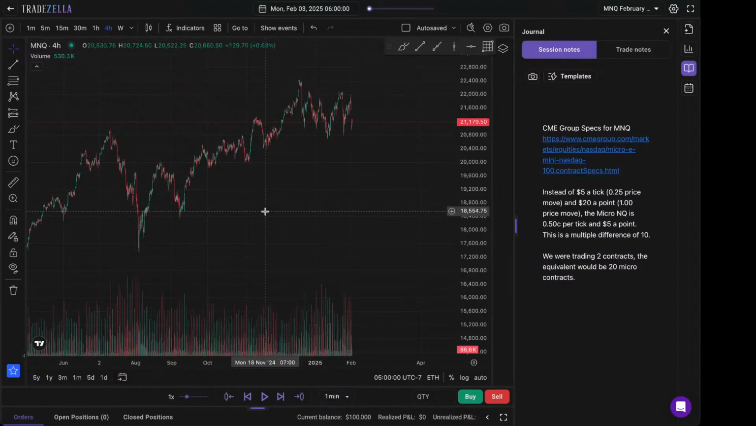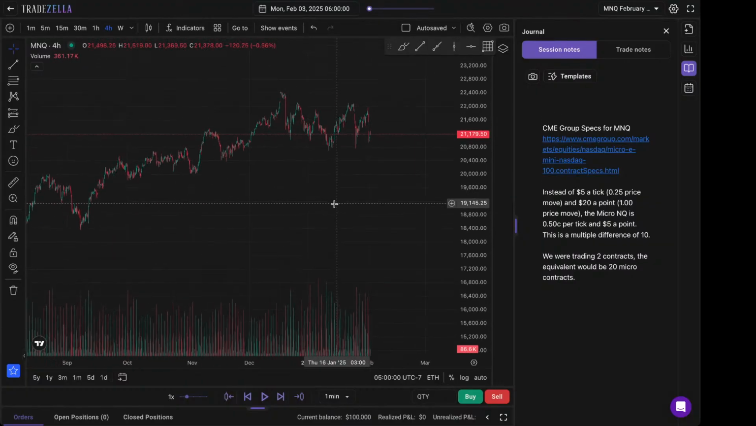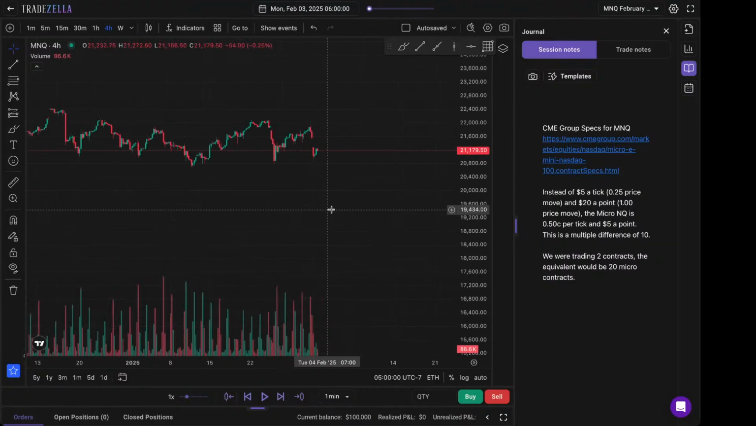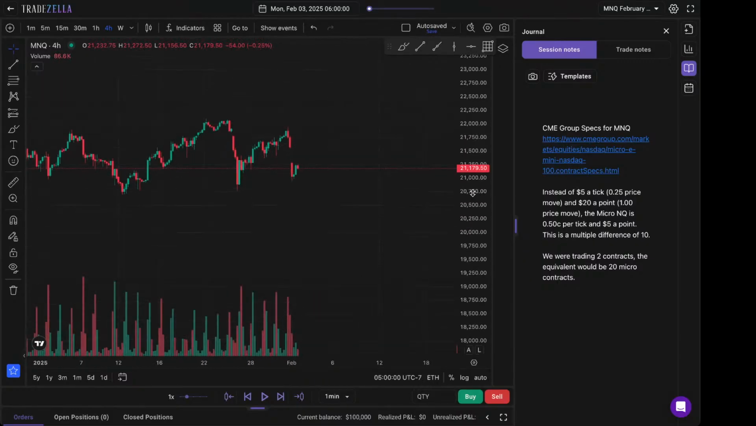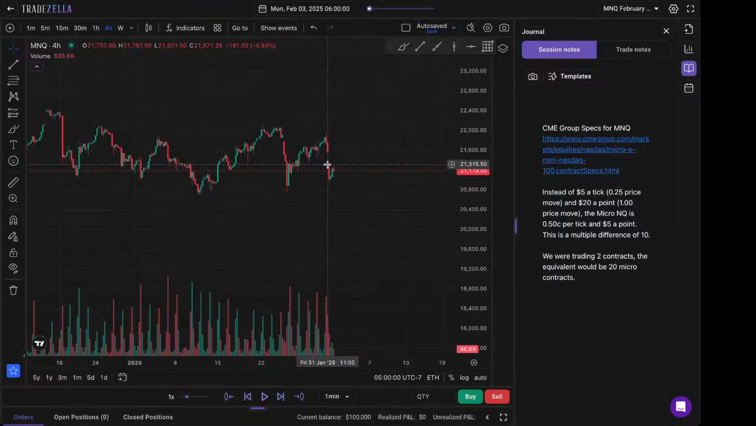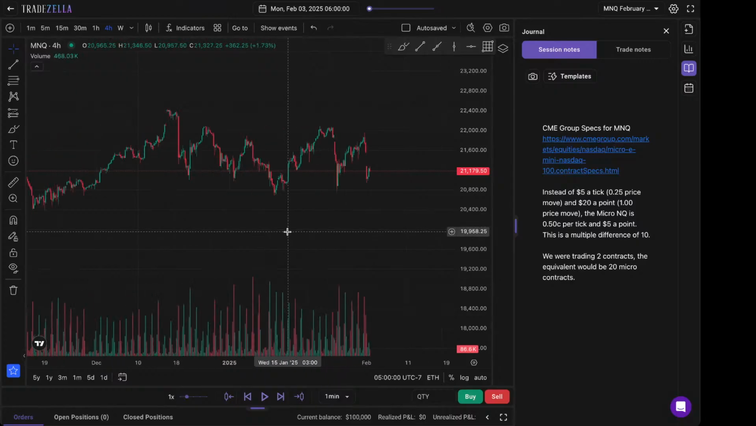So when we traded NQ, this is what we traded right here. This November price action here. See, we got this gap here. That's going to be interesting. It just happened at the end of January.